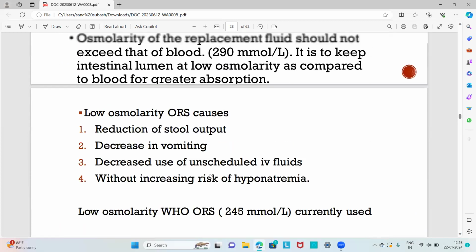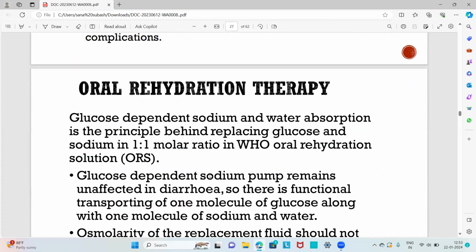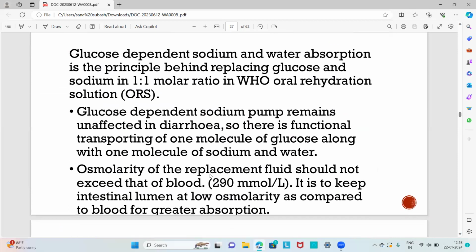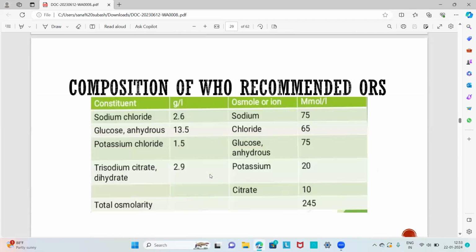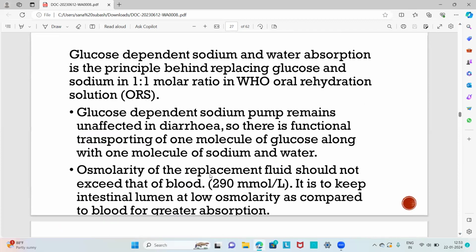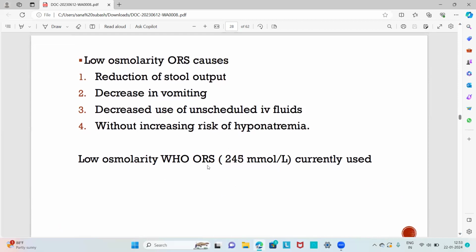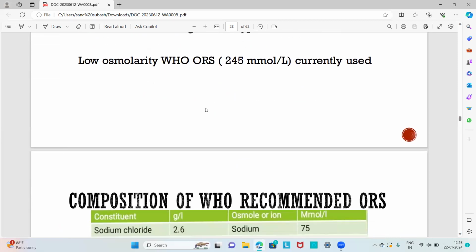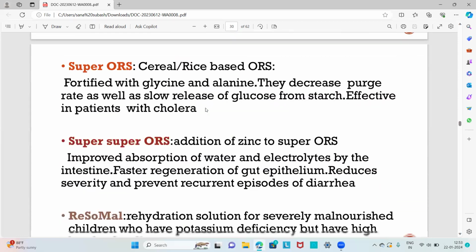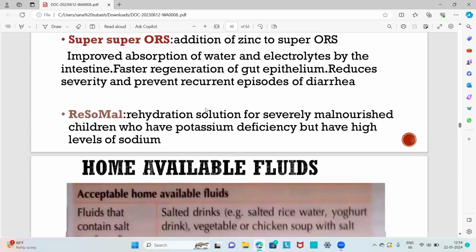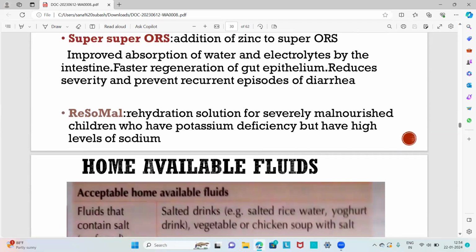So these are about the WHO oral rehydration therapy. It is also asked as a short question or short note. So we have to explain everything: the mechanism or principle behind the ORS, what results when we give the ORS to the patient, the composition of the recommended ORS, then the super ORS and ReSoMal. Also, there will be a short note asked about the ReSoMal.